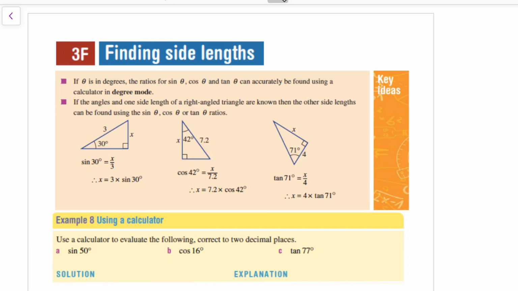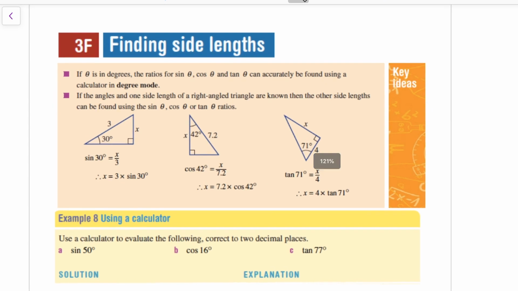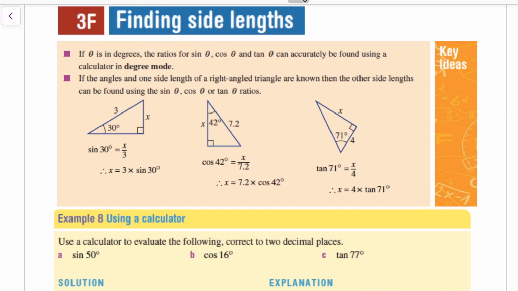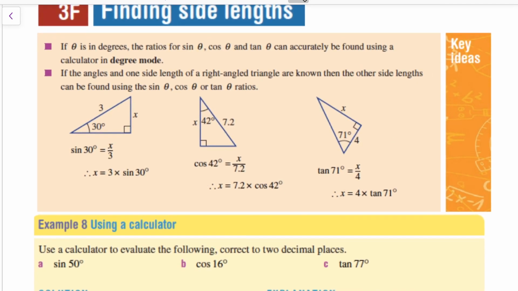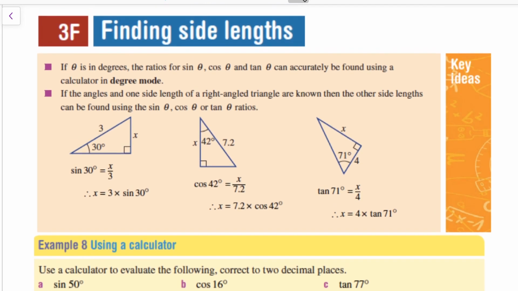Okay, so today our learning intention is still working on trigonometry like you did yesterday. However, we're going to be now actually doing some calculations and finding the side lengths of our triangles. So you will need your scientific calculators to work these out, and there's a couple of buttons I'm going to introduce you to.